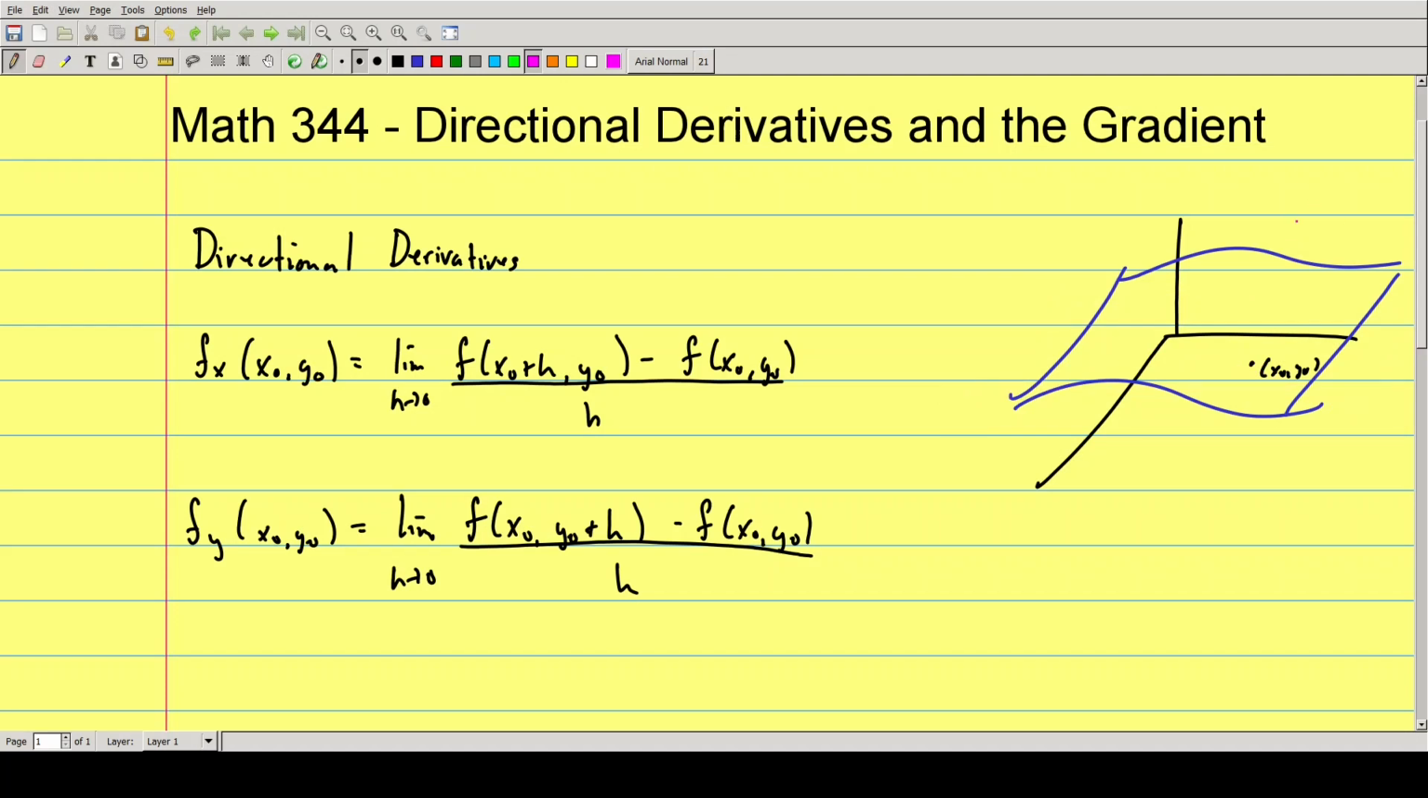Likewise, if I cut through on this plane, we get a different curve, and we get the tangent line, and that's what that looks like. Okay, so those are the pictures for our first partials and the canonical directions for x and y.